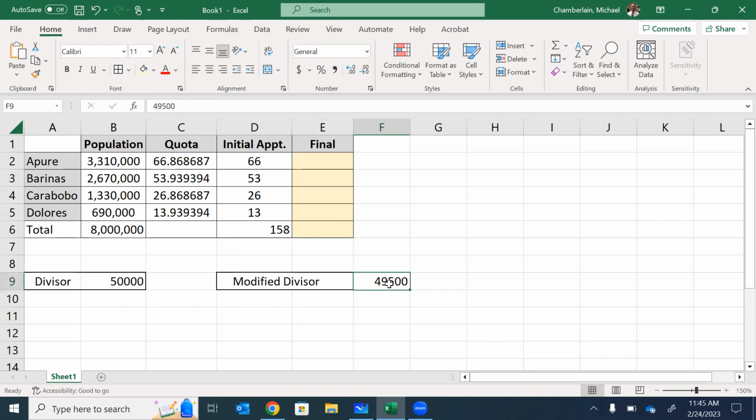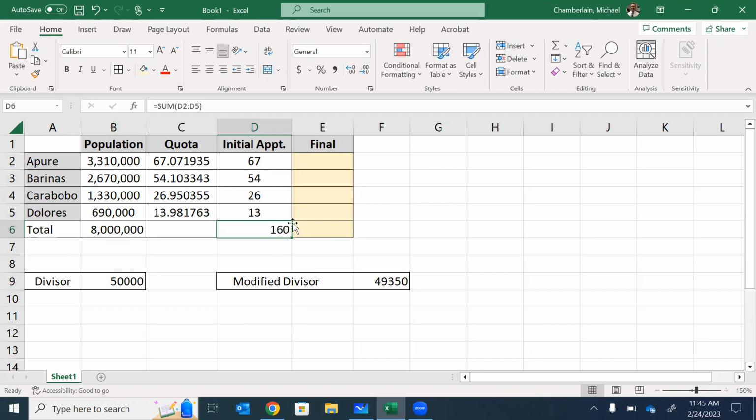Well, maybe I need to go to 49,200, which I made up, all right? Well, that would be 67, 54, 47, and 14. Oh, that's 162, still too much. Maybe it's 49,350. I'm just making up a number, trying to figure something in between. So 67, 54, 26, and 13. Bingo, I got it.